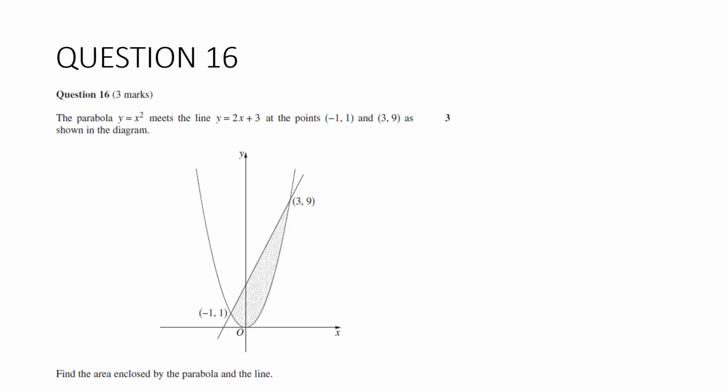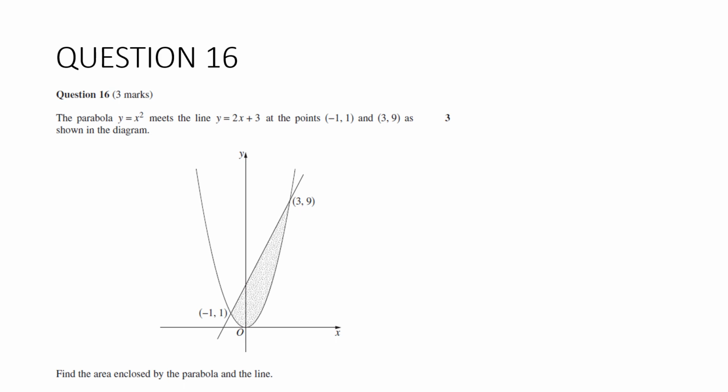Question 16. The parabola y equals x squared meets the line y equals 2x plus 3 at the points -1, 1 and 3, 9 as shown in the diagram. Find the area enclosed by the parabola and the line. So we want to work out the area under the straight line between -1 and 3, and then subtract the area under the parabola. So let's set that up.